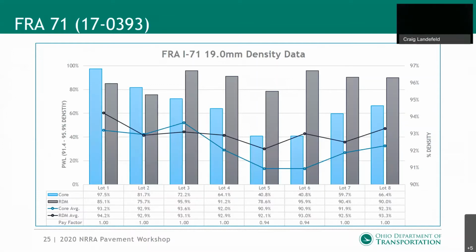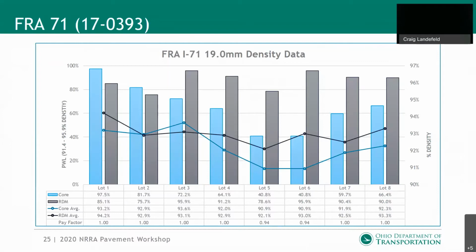The PWL range on this intermediate, including our joint cores that we would take, of 91.4 to 95.9% density would get you full pay on one of our paving projects from 10 cores in Ohio. If you look at the bars here, we calculated the percent within limits using our PWL formulas for an N equal to 10 cores on this project. For each lot, you can see the bars for the percent within limits.